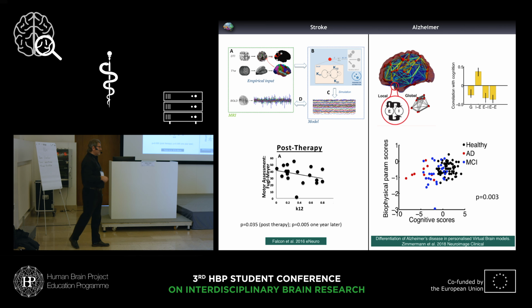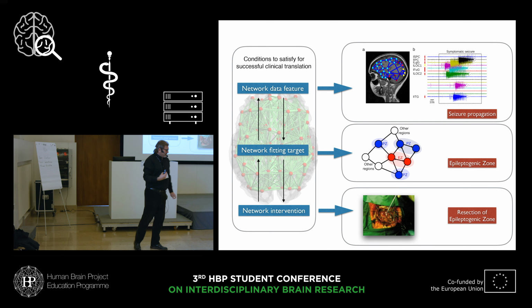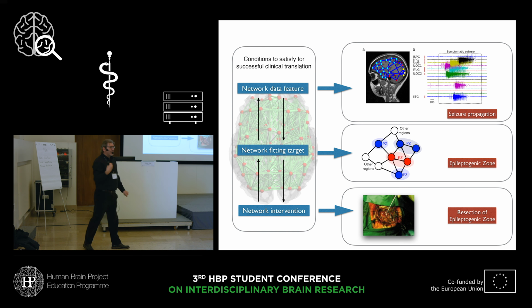So it works for this, but there are many questions that are open. The best working example for the moment is epilepsy, where we do the following. In epilepsy, we have a network data feature, which is actually the propagation. And this is how I started, if you remember. The activity propagating through the network. It's a spatiotemporal pattern. This is, of course, supported by the network approach, as I presented to you. On top of this, there is a good data fitting target. It's the epileptogenic zone that is represented in the parameters of the network.